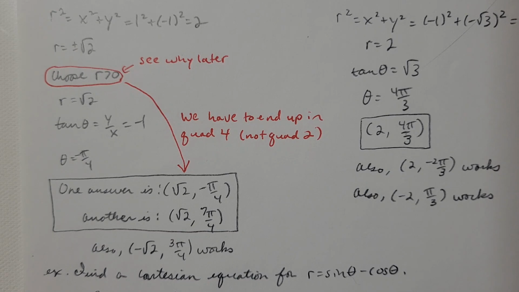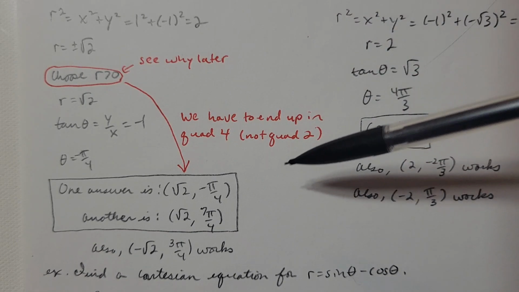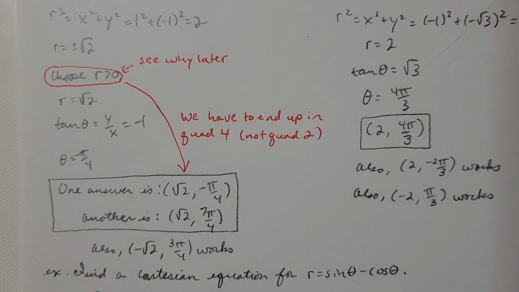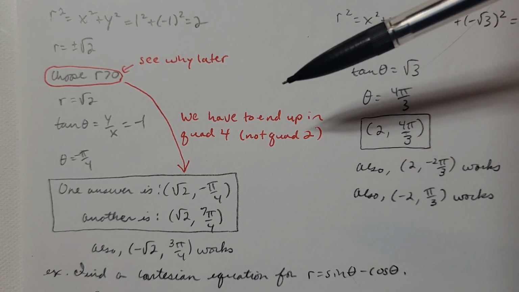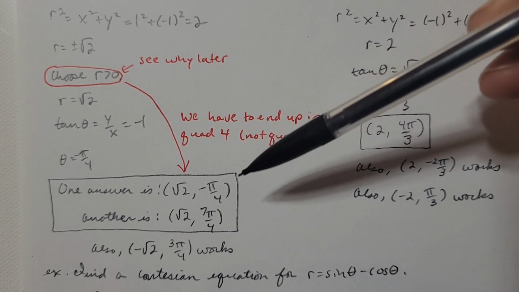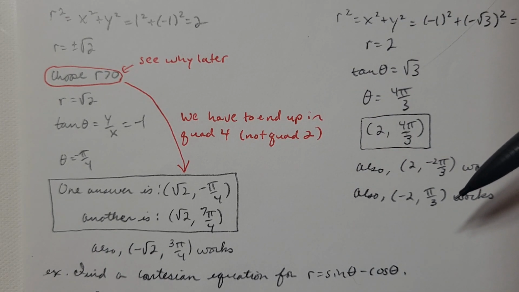Here we're choosing r to be positive. What if r is a negative number? Again, I've got to land in quadrant 4. 3π/4 is going to put me in quadrant 2. But if r is negative, I'm going in the opposite direction, so that'll put me in quadrant 4. So another answer you could give here would be (-root 2, 3π/4).